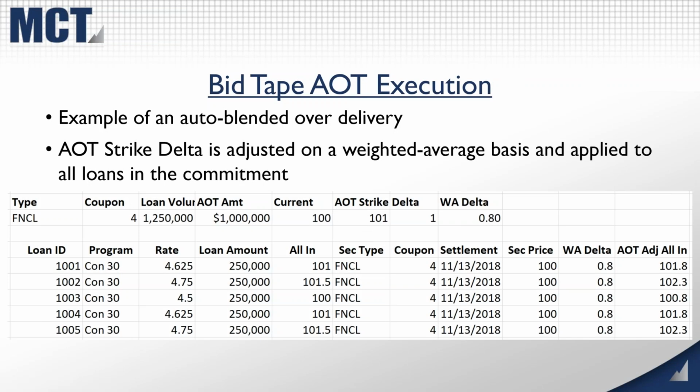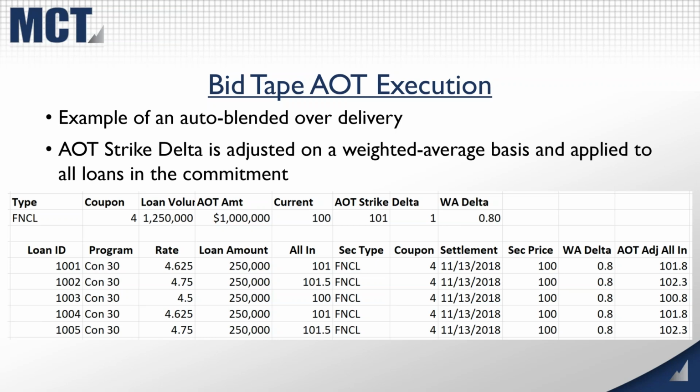So using this as an example, our current price is par. So that's under this current value here. Our AOT strike price, this is the price that we sold the trade at, is at 101. Now, in my earlier example, I was using a trade that we were assigning that was out of the money. To be clear, this trade is in the money.